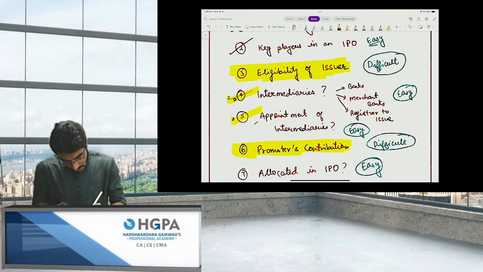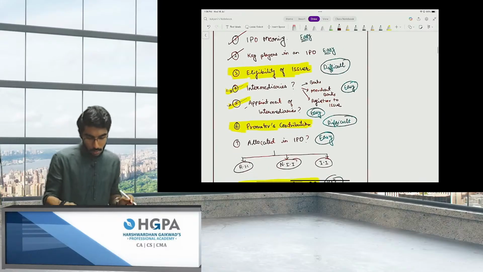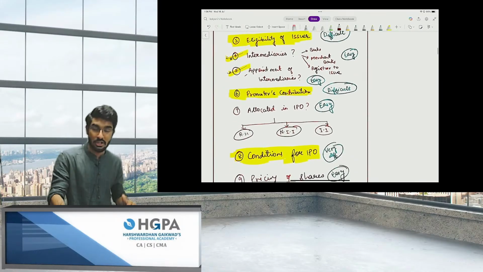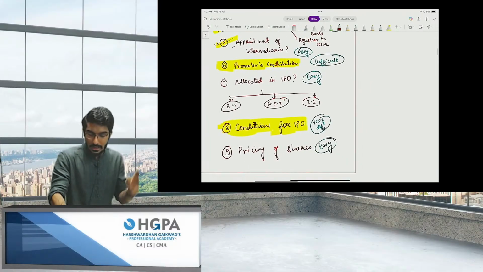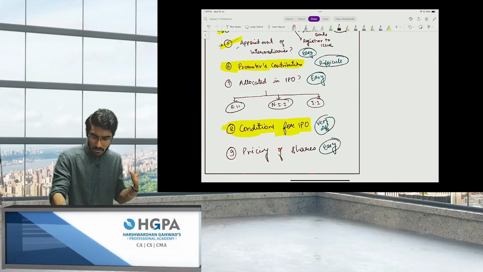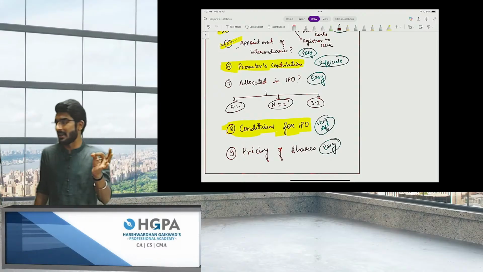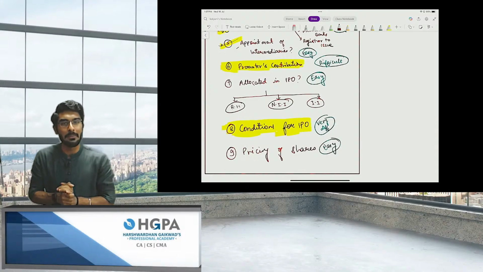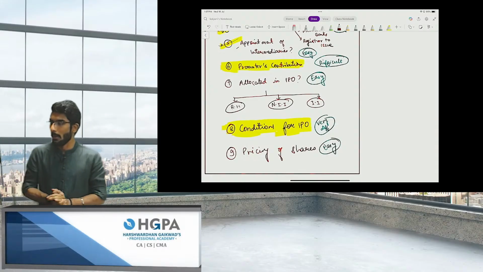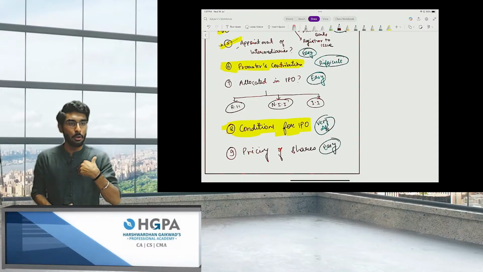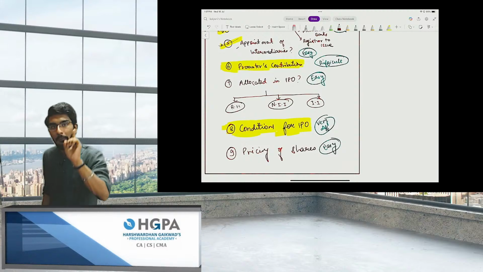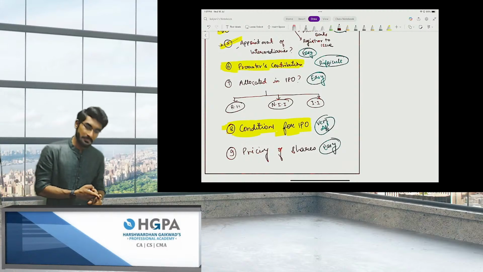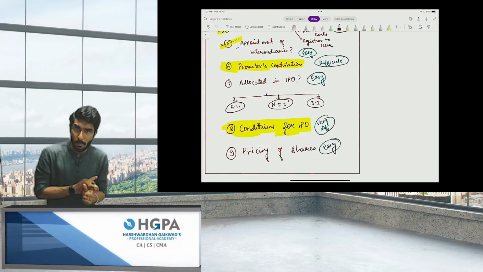Okay, we are done with the 4th and 5th. Cool, people. Promoters' contribution remains, and how shares are allocated in an IPO remains. Then the conditions for an IPO will also be done, people. And the last topic is the pricing of shares. If we are done with this, you will be thorough with the SEBI regulations. After that, we will do the complete revision of the entire chapter in one lecture itself. After the revision, we will be solving the module questions.